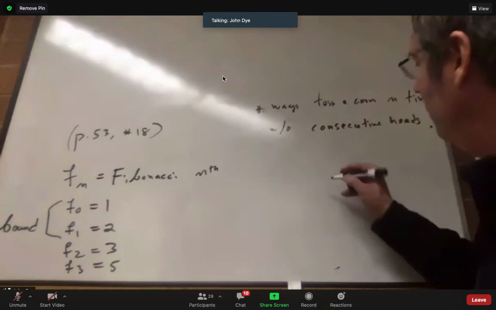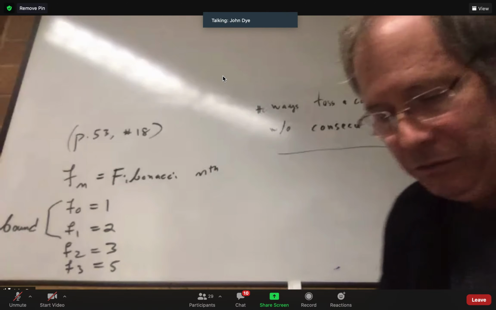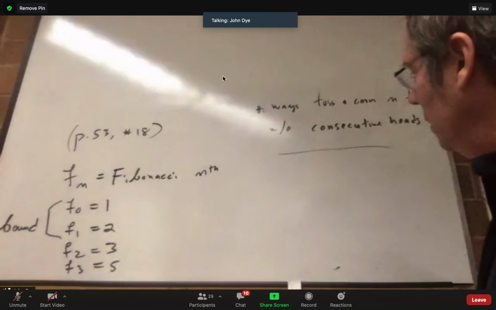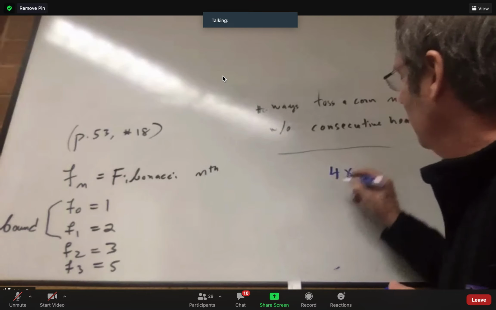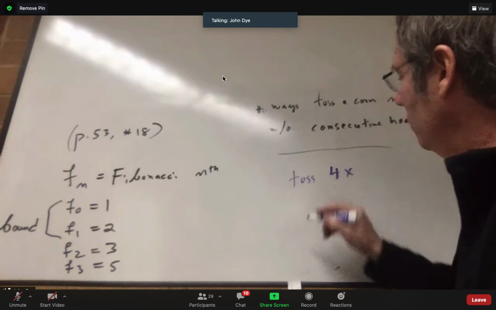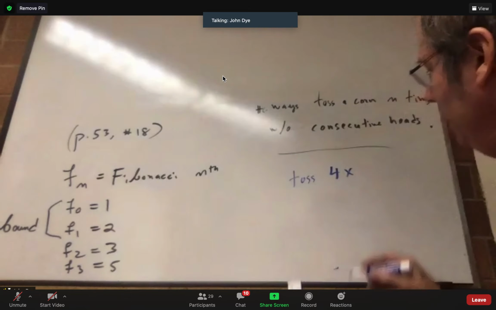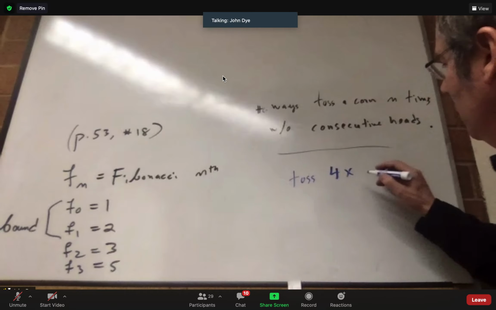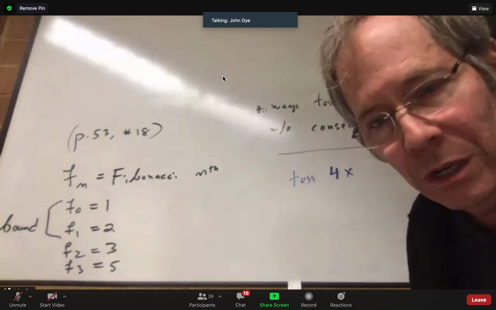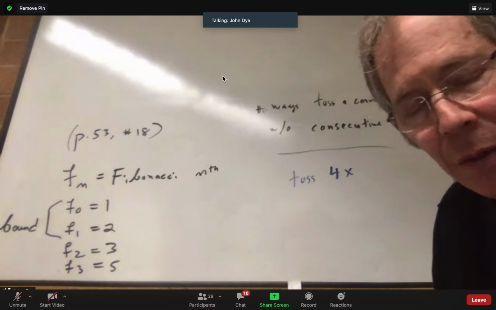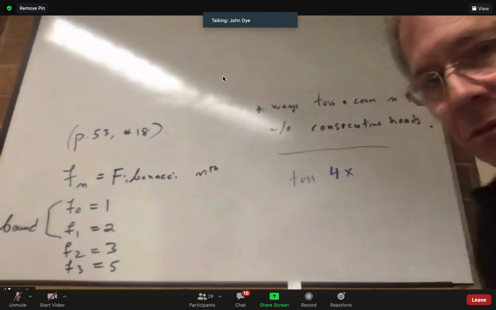But what if the answer was 4? Let's use a different color. Let's just play with this for a second. What if I'm going to toss 4 times? So what are the possible results of this? If you have 4 tosses, how many possible results in terms of sequences of heads and tails? How many is it? You guys know, right?